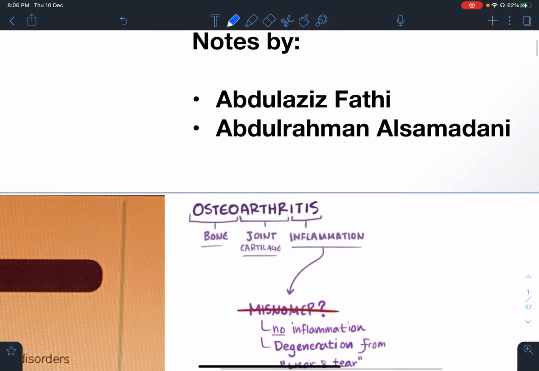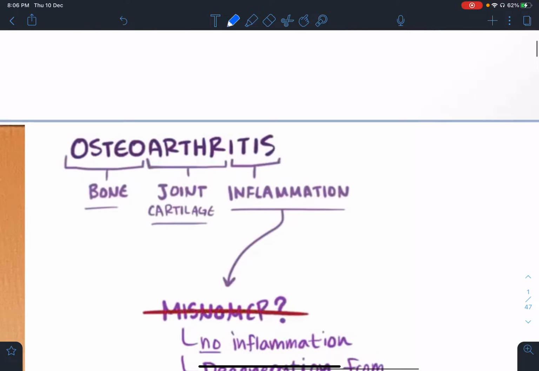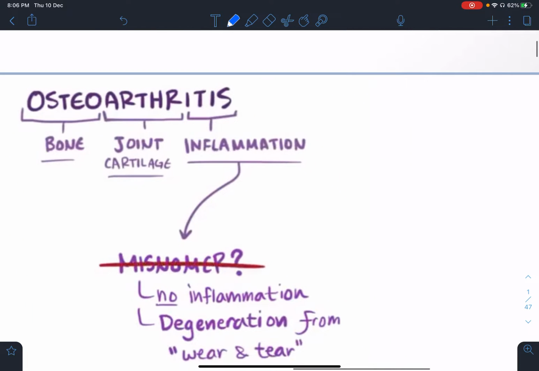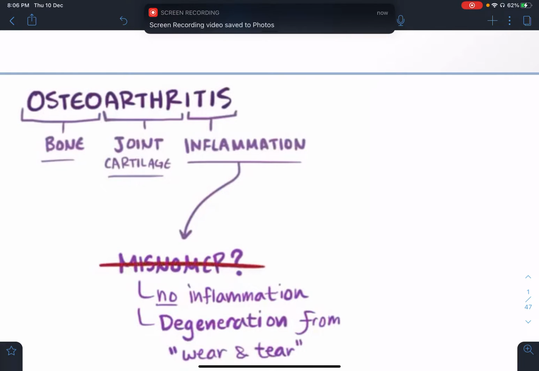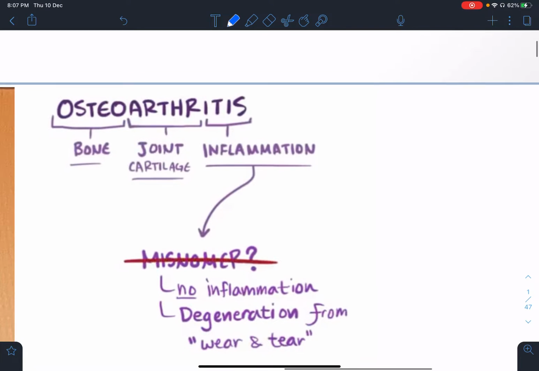What does the word mean? So osteo means bone, arthro means joint cartilage, and itis means inflammation. Previously, they used to say that this condition is not about inflammation. It is a degeneration from wear and tear. Lately, they have realized and know this condition is a condition of inflammation.